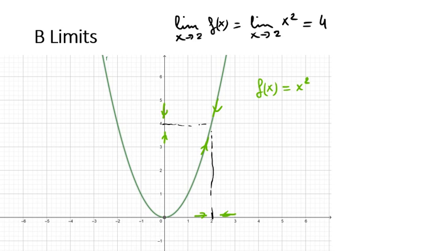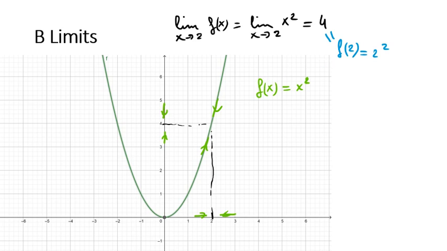Let's check another example. Before we check another example, in this case, A is equal to f of 2, because f of 2 is 2 to the power of 2, which is equal to 4. But this is not always the case. You're going to see that in the next example.